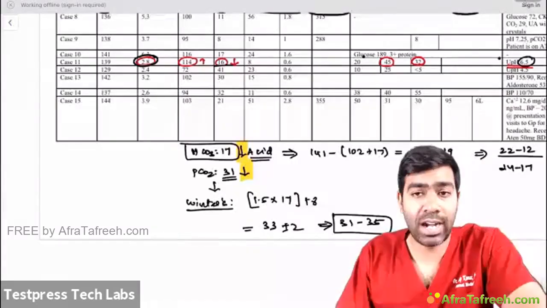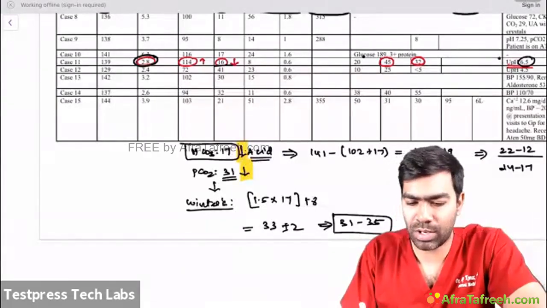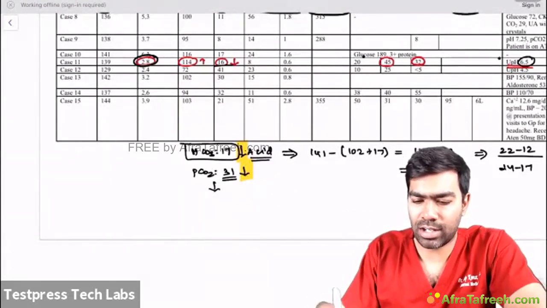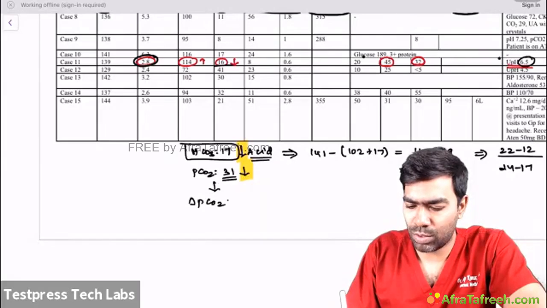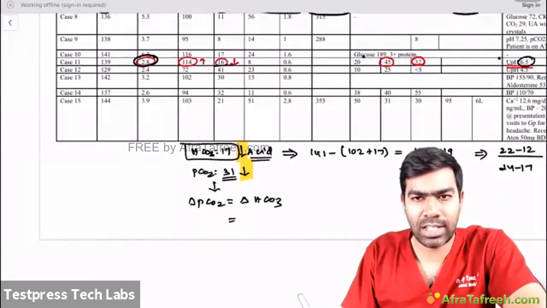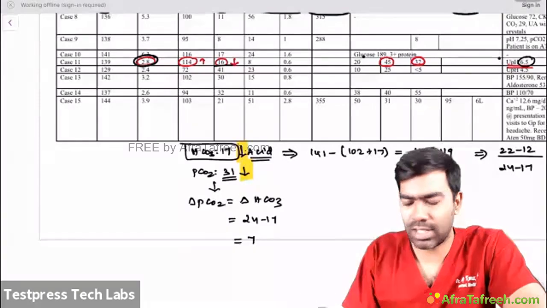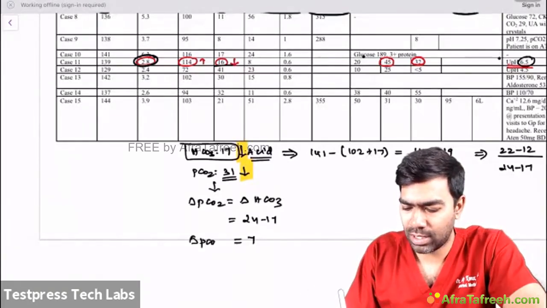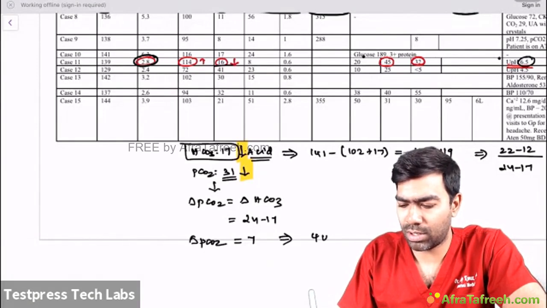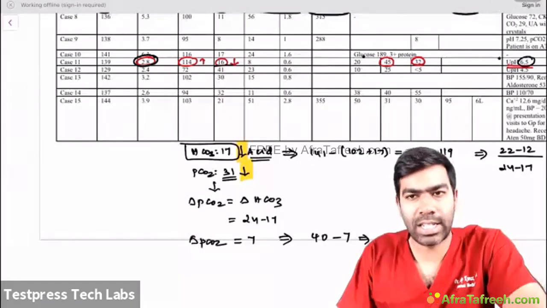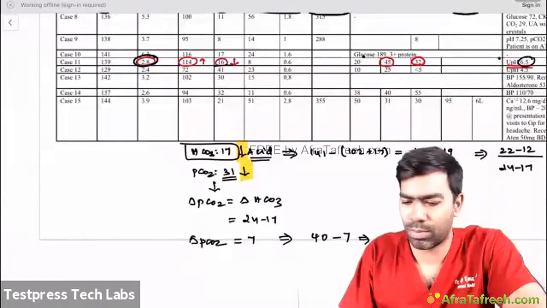Or if you want to use the delta formula, you don't want to find out the Winters formula, you can use the delta formula also, which clearly tells that the change in the PCO2 should be equal to the change in the bicarbonate. So how much is the change in the bicarbonate? It is 7. 24 minus 17 is equal to 7. That should be the change in the PCO2, which means normal PCO2 is 40 minus 7 is equal to 33 plus or minus 2. Still you are getting the same thing, 31 to 35. So there is no problem.